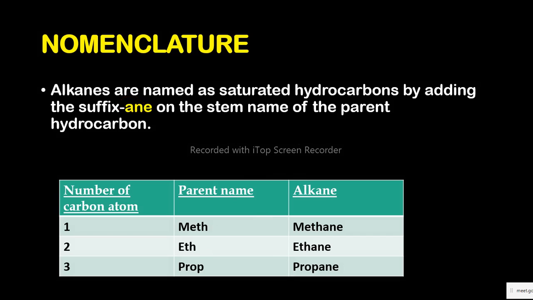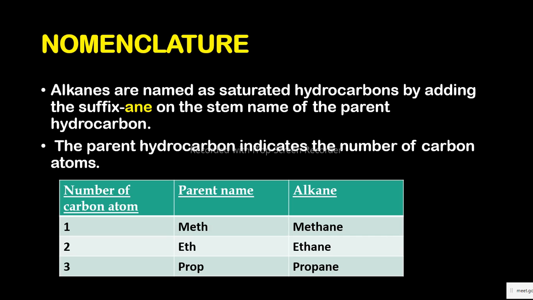A suffix is a word or letters that come at the end of a word. So you add the suffix ane. And where do you get the stem name from? The stem name is gotten from the number of carbon atoms.